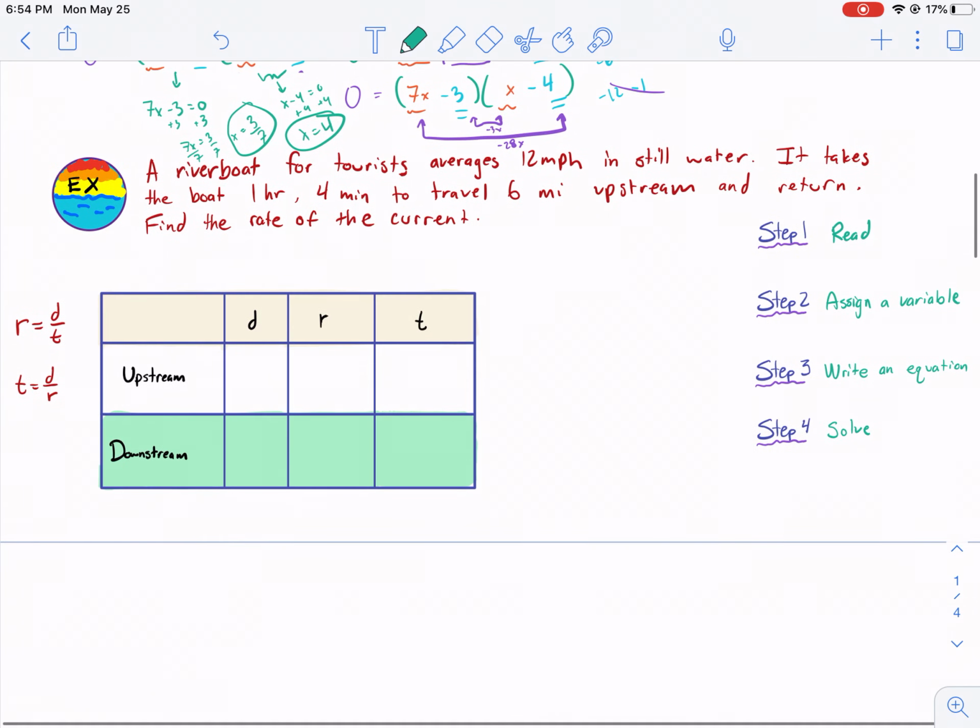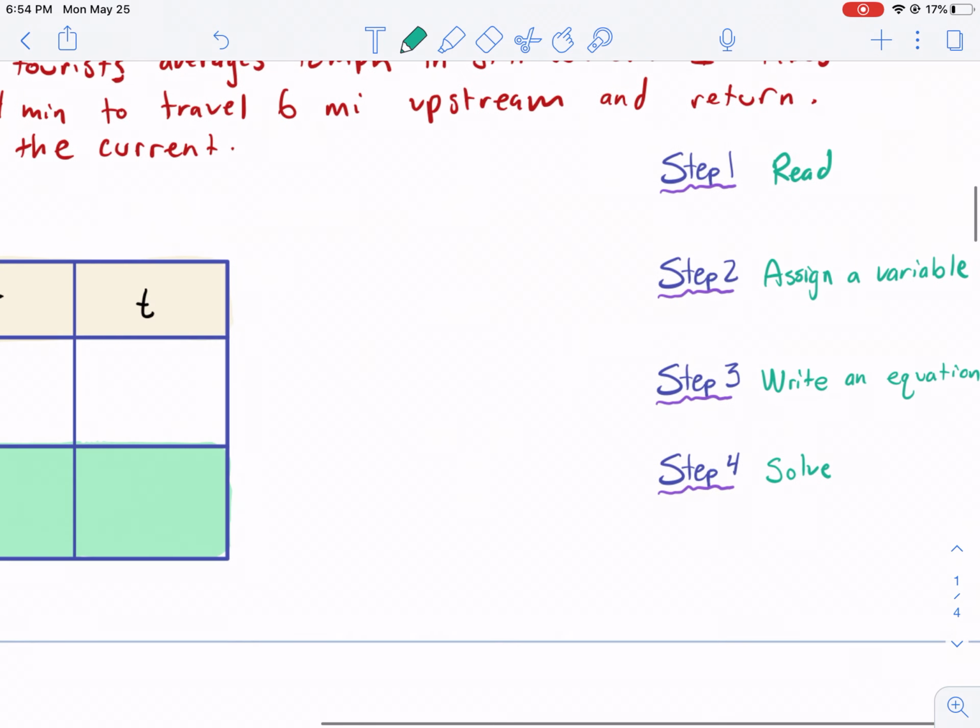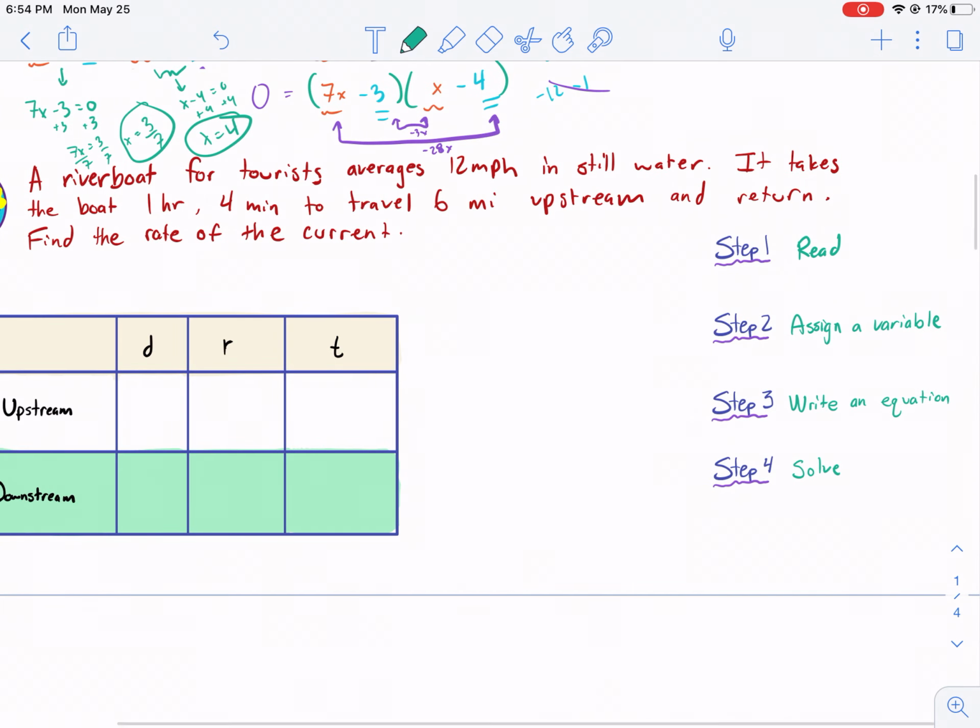Moving on, a riverboat for a tourist averages 12 miles per hour in still water. It takes the boat 1 hour, 4 minutes to travel 6 miles upstream and return. Find the rate of the current. So I have a 4-step process to try to get this done. One, you're going to read the problem. We have 12 miles per hour in still water. That's without the current. So we're going to be using that.